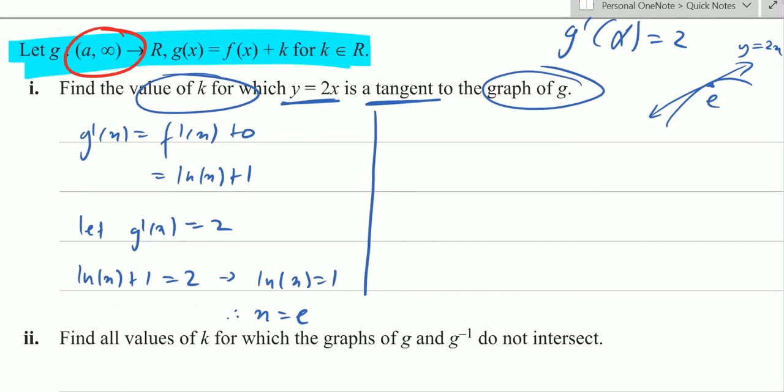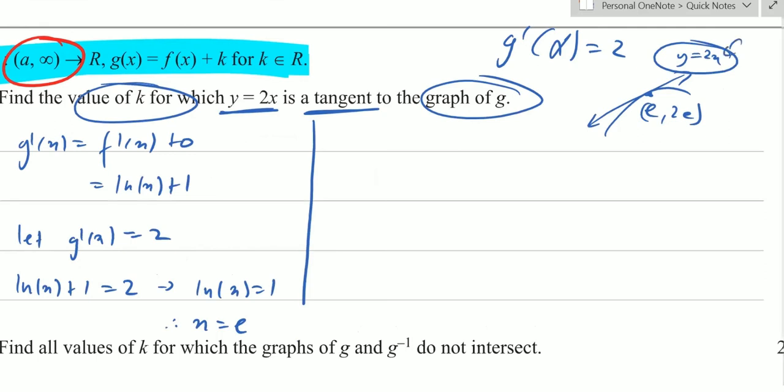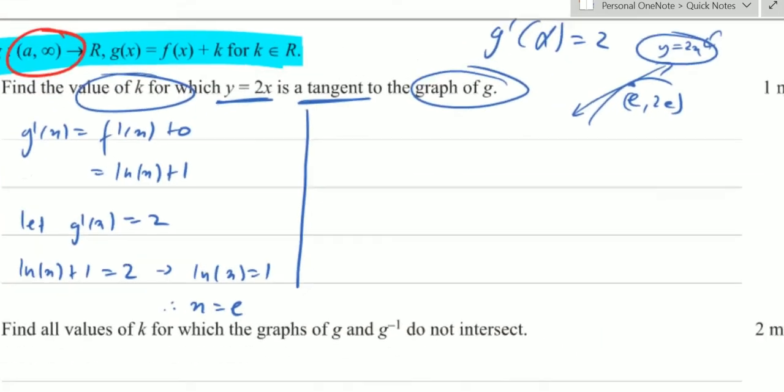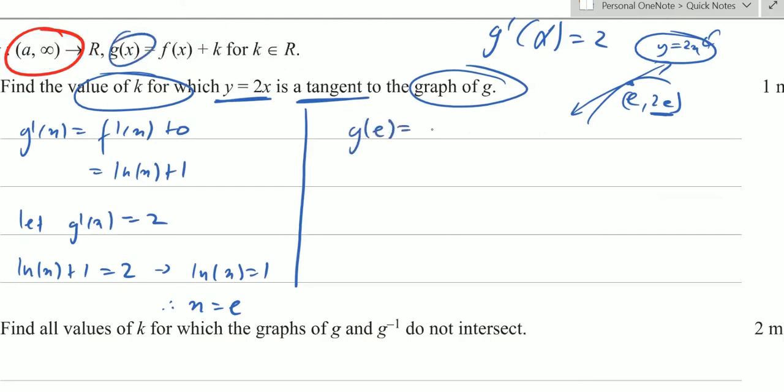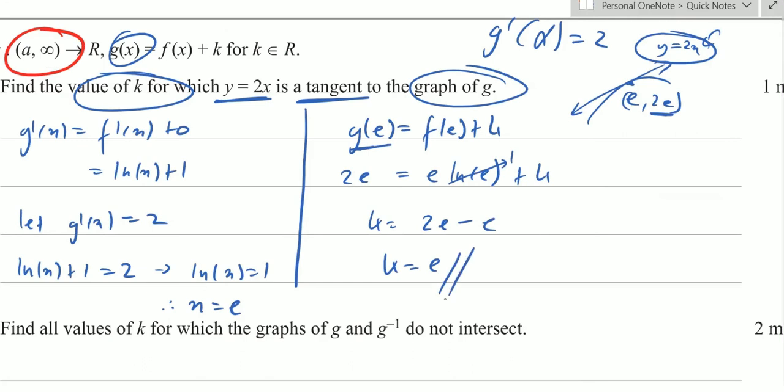But the other thing we know is that at this point, the y value is going to be 2e, because if we sub e into here, we're going to get y equals 2e, and the tangent also has to cross through that point. That's why we know the point is 2e. But the other way of finding the y value is by subbing it into here. So g of e is f of e plus k, and we know g of e has to be 2e. f of e, if you look at the previous question, is e ln e plus e, so that's 2e minus e, so k is just e.